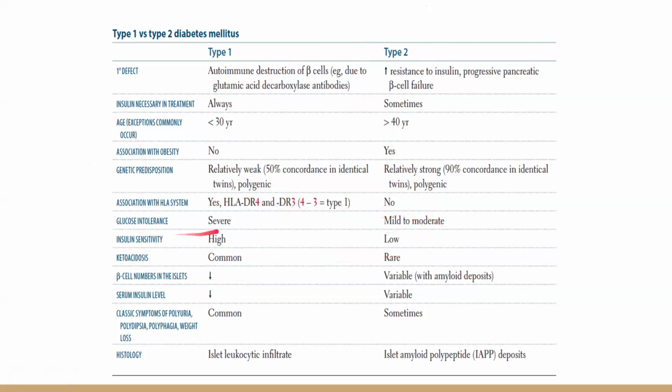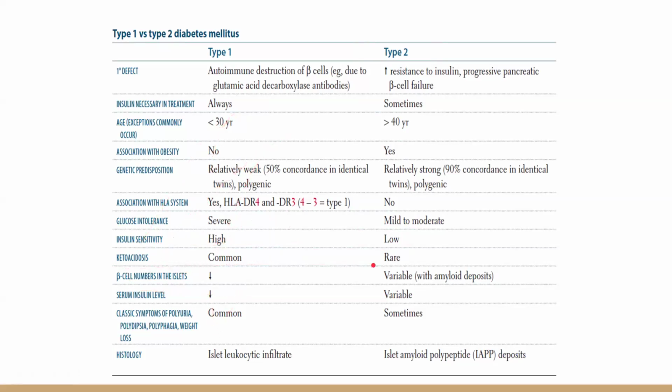Glucose intolerance is severe in type 1 because you have no insulin. Here, mild to moderate because you do have insulin. It's a problem with sensitivity, but it does act on some parts, so it's fine. Insulin sensitivity is high here. Here, that is the problem, so that's why it's low. Here, it's high because you don't have insulin. So if you do give insulin, it's going to act really well. It's a very good treatment, okay? But there are other things you're going to add to the treatment. I'm going to show you what that is.